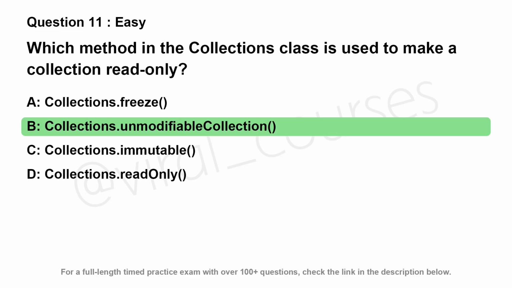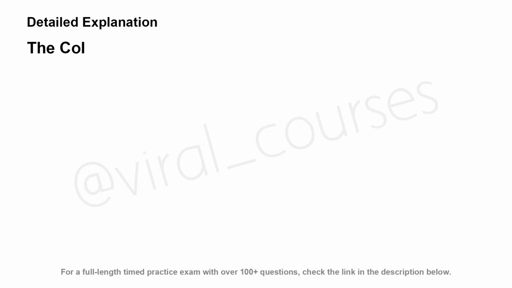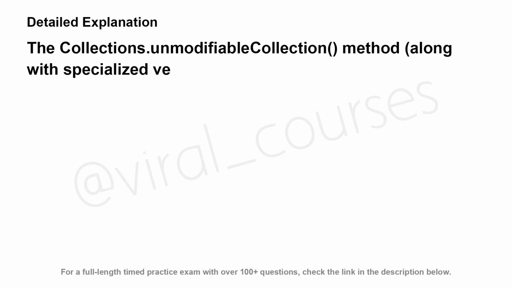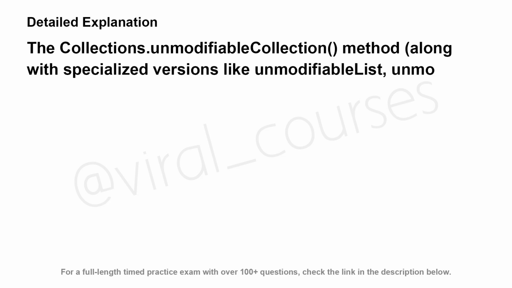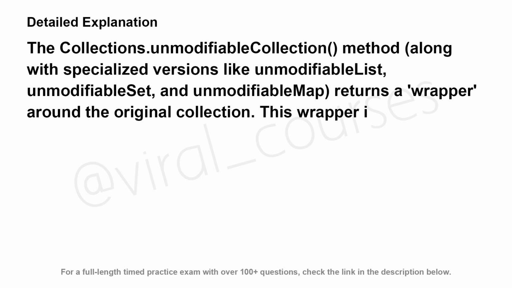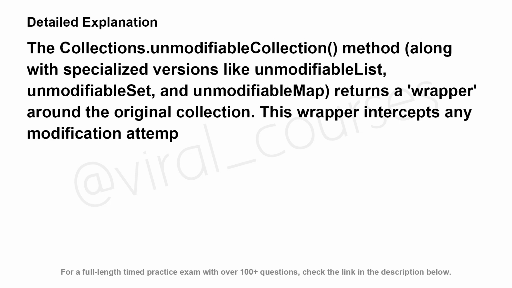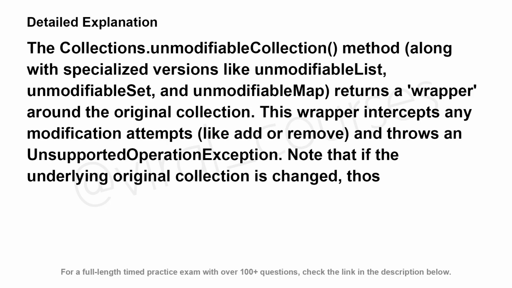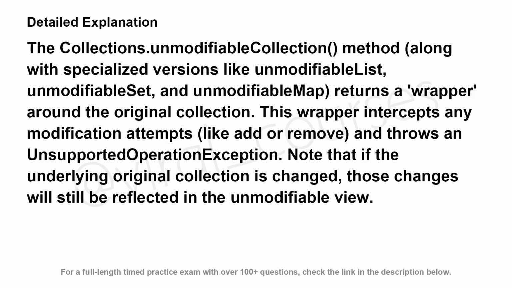The correct answer is B. The Collections.unmodifiableCollection method, along with specialized versions like unmodifiableList, unmodifiableSet, and unmodifiableMap, returns a wrapper around the original collection. This wrapper intercepts any modification attempts, like add or remove, and throws an UnsupportedOperationException. Note that if the underlying original collection is changed, those changes will still be reflected in the unmodifiable view.